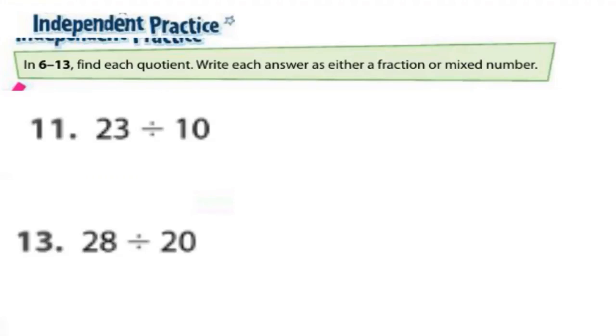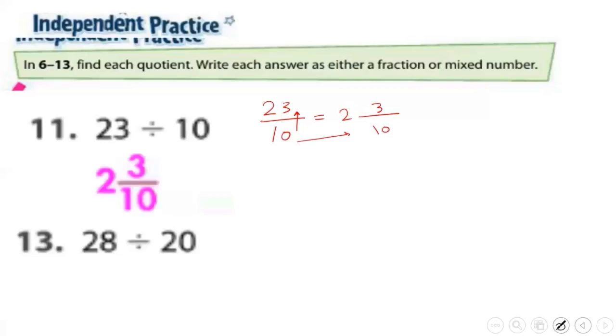23 divided by 10. 23 is the numerator and 10 the denominator. When the numerator is more than the denominator, it will be a mixed number. Okay, this needs to be transformed. Keep 10 as it is, and the 23. Count how many tenths are there in 23? Just 2. 2 times 10 equals 20. 23 minus 20, the remainder is 3. So the answer here is 2 and 3 over 10.